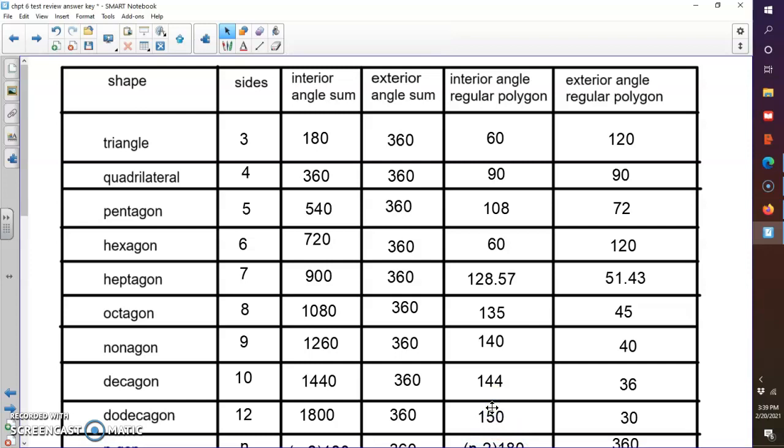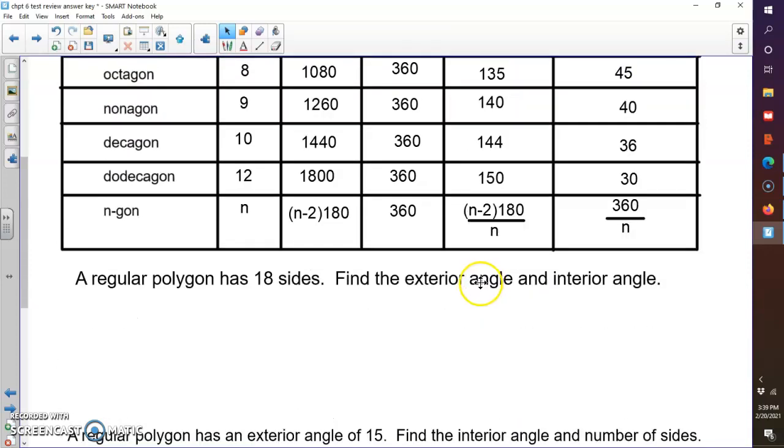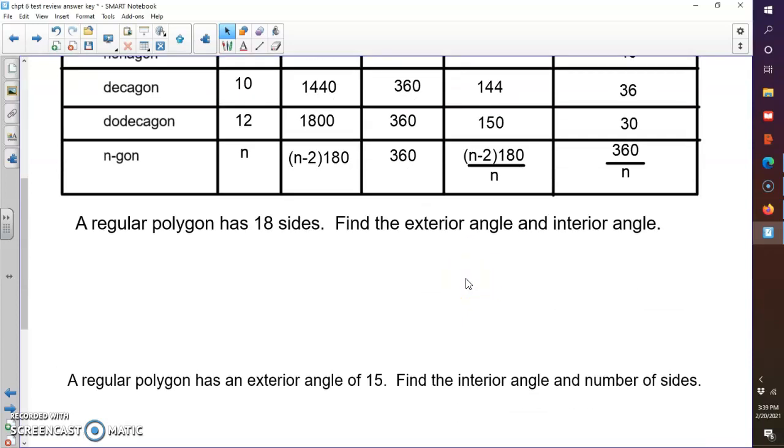If you have a good understanding of the polygons, this chart really should not be an issue. Now, more likely are the questions I'm going to ask you in the test. And once again, if you're dealing with a regular polygon, I'm going to divide 360 by the number of sides for exterior angles. So if I have a regular polygon with 18 sides, I'm going to take 360 and divide by 18. And when I divide 360 by 18, I get 20.